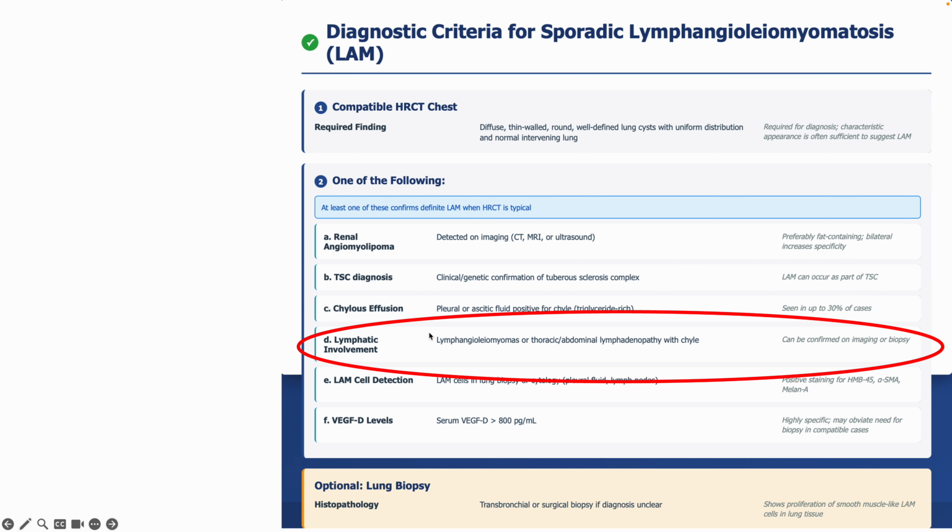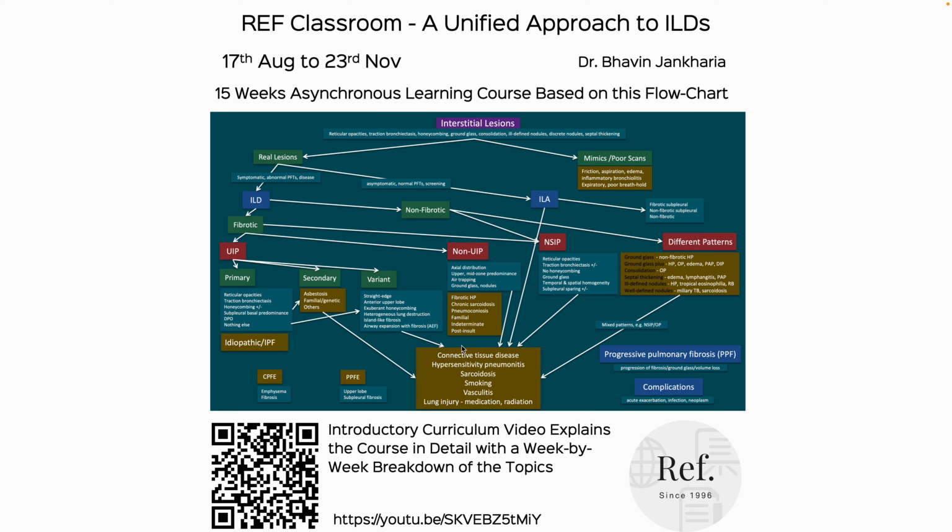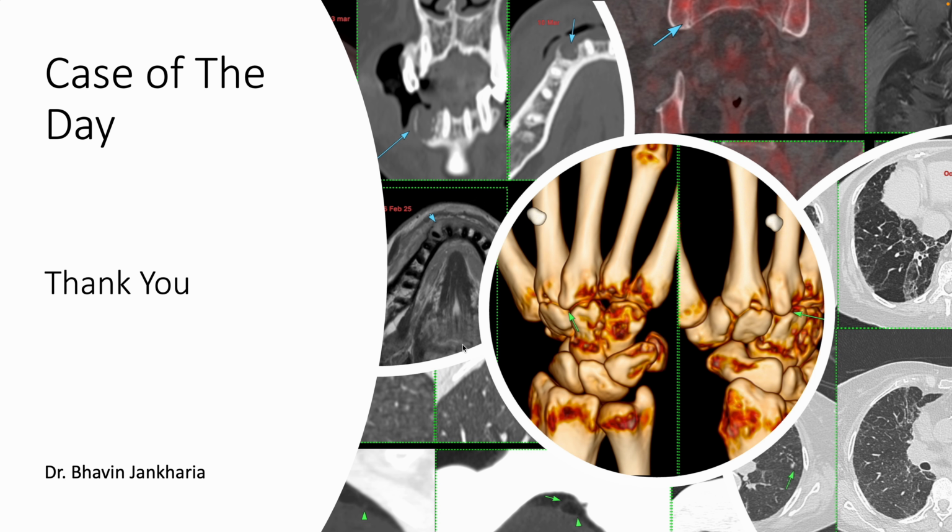So now we have additional findings, and so even if we don't do the VEGF-D levels etc., we have one, the HRCT findings being consistent. Second, the presence of lymphangiomas in the supraclavicular region, so in the neck and in the retroperitoneum. This combination now is highly suggestive of lymphangioleiomyomatosis.